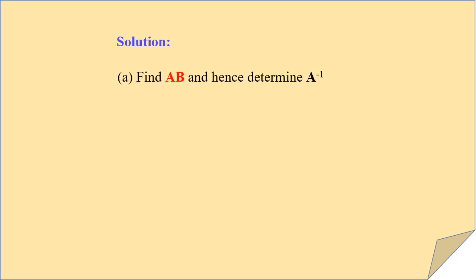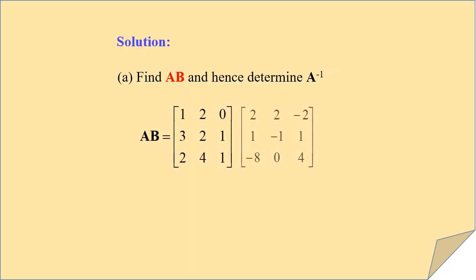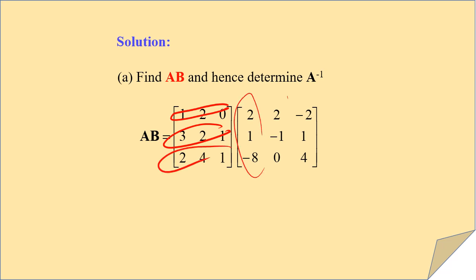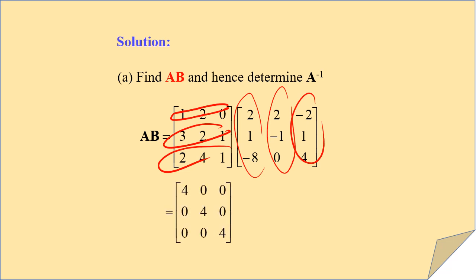Find AB and hence determine A inverse. So A multiplied by B, matrix A multiplied with matrix B. We directly use the method we know for multiplication. We separate the left matrix into rows, the right matrix into columns, and then we will have the results. So after you multiply, AB is equal to the matrix of 4, 0, 0, 0, 4, 0, 0, 0, 4. This is the final answer for AB.